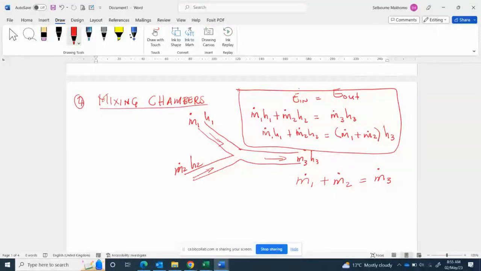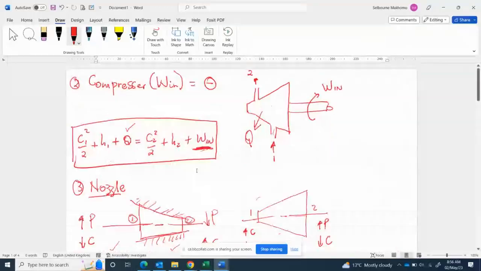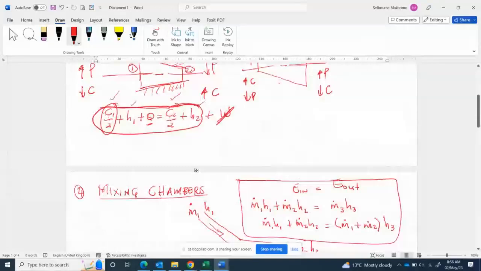But I forgot with the previous devices, I forgot to address the issue of mass balance. For all of them, it is the same. For compressors, turbines, we say that the mass flow rate at the inlet is equal to the mass flow rate at the outlet. In other words, mass flow rate is going to be density at 1 multiplied by velocity at 1 multiplied by area at 1 is equal to, at outlet, density at the outlet, velocity at the outlet, and area at the outlet.